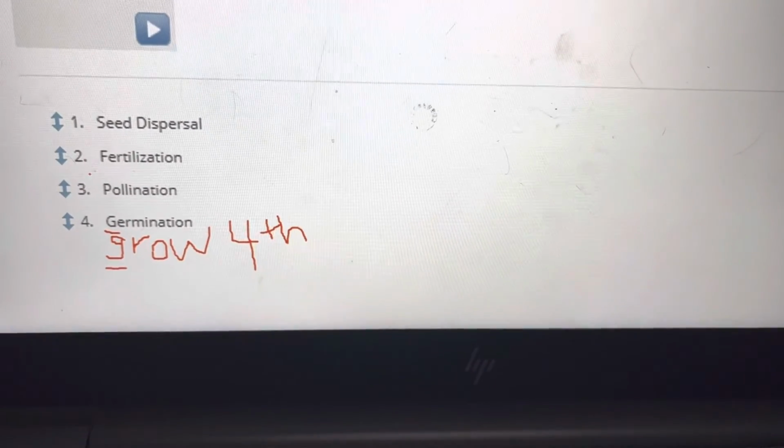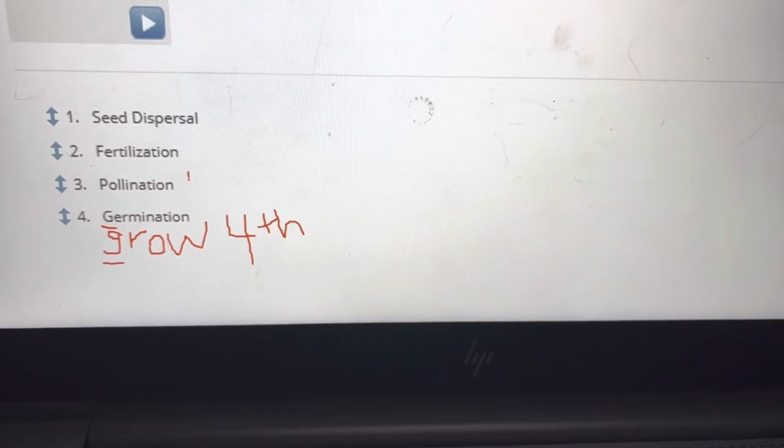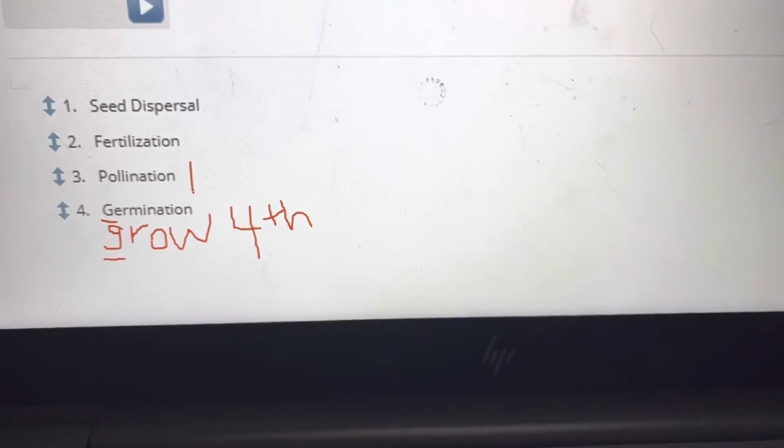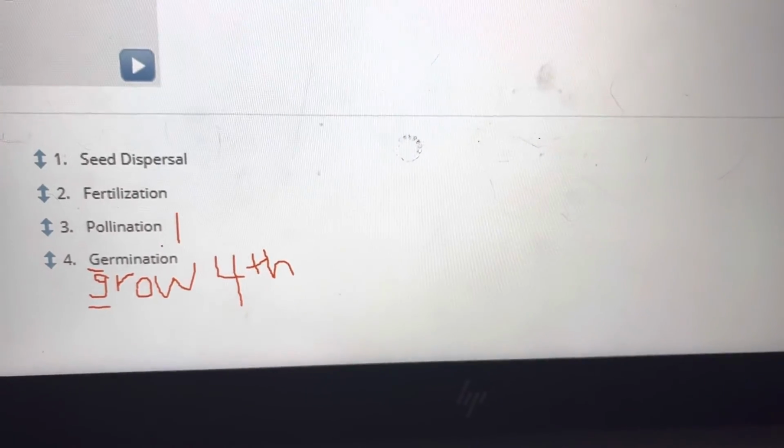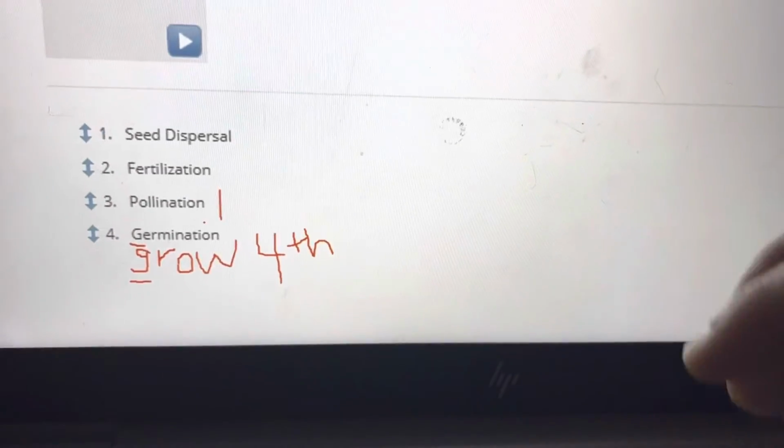The first thing that should happen is pollination. Pollination should be first. That's when a little insect visits a flower and it picks up some pollen and it moves it somewhere else.